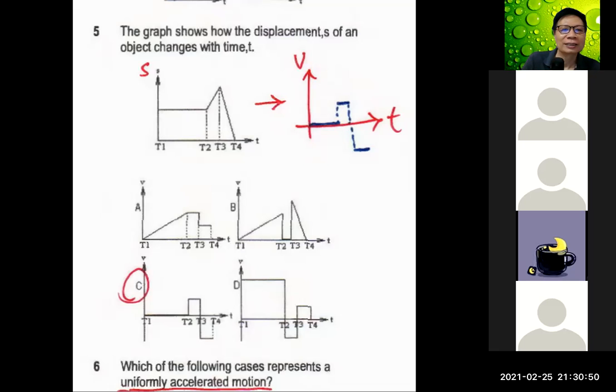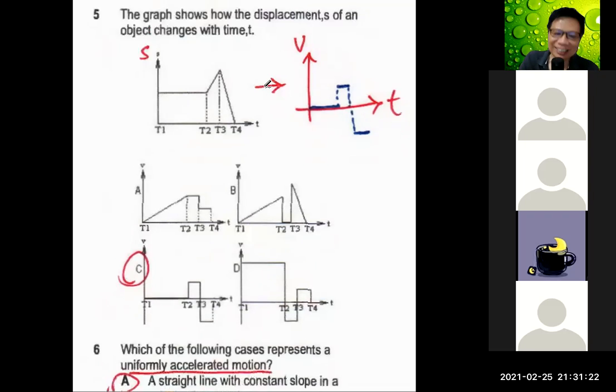So many answers. Bernard C, Jiahe B, Lai Wei Ho A, Isabel A. Oh, Jiahe change to A already. Bernard say, laugh out loud. Okay, Bernard laugh now. Jiahe say A, finally. Danny Yap say A. More and more people. Bernard now C. So the answer is A.